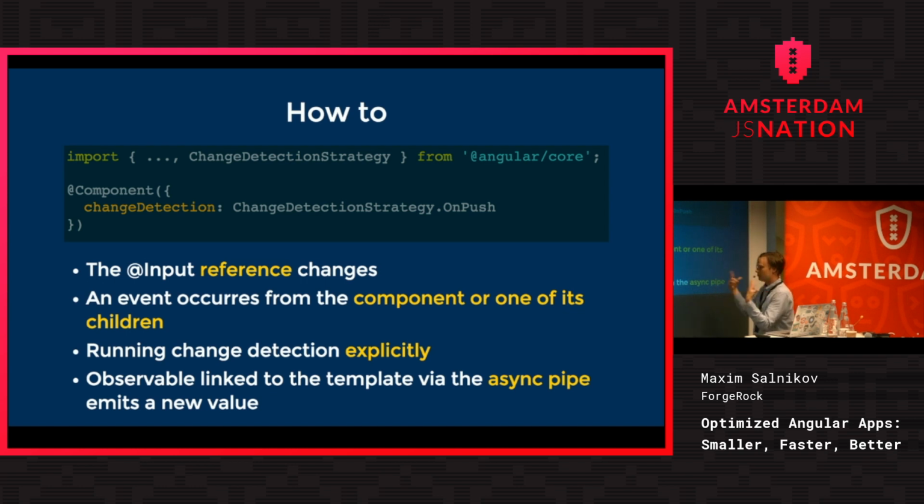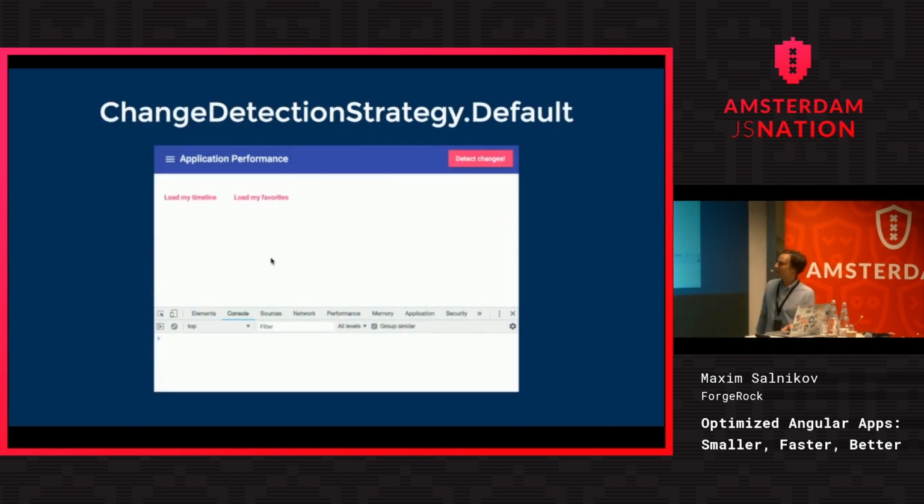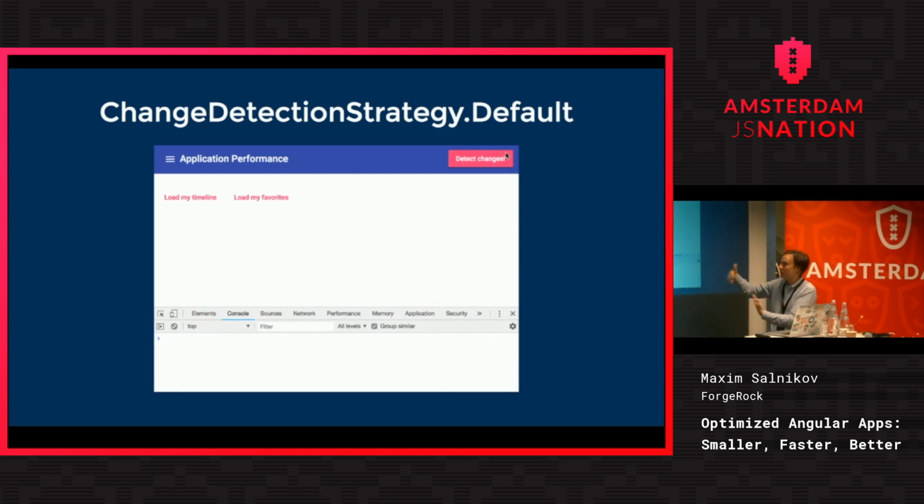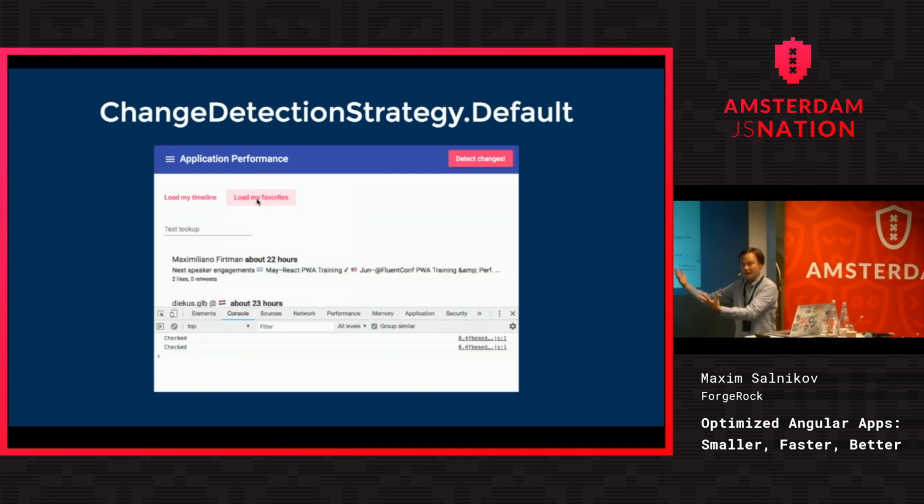This is really important. If you use async pipe to stream your data to your templates, you don't have to care about this, because this will happen automatically for you. So no need to use extra techniques like Immutable.js. Let's illustrate this. Okay. Let's pretend that this big red button doesn't have anything related to the list of tweets we load. Why run change detection each time we click this button? I don't have any idea.